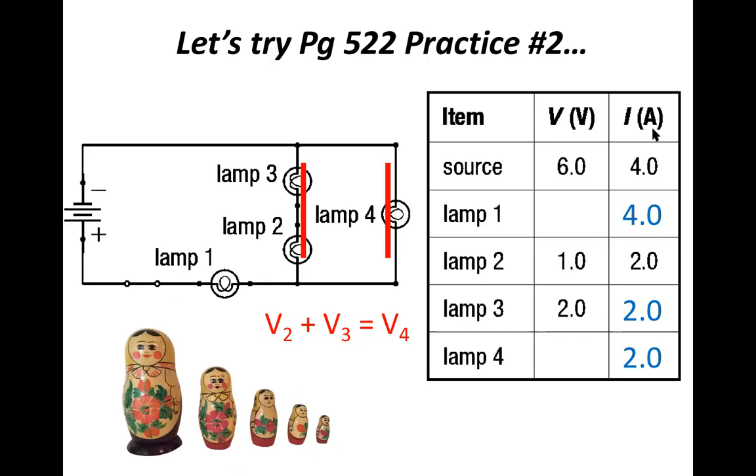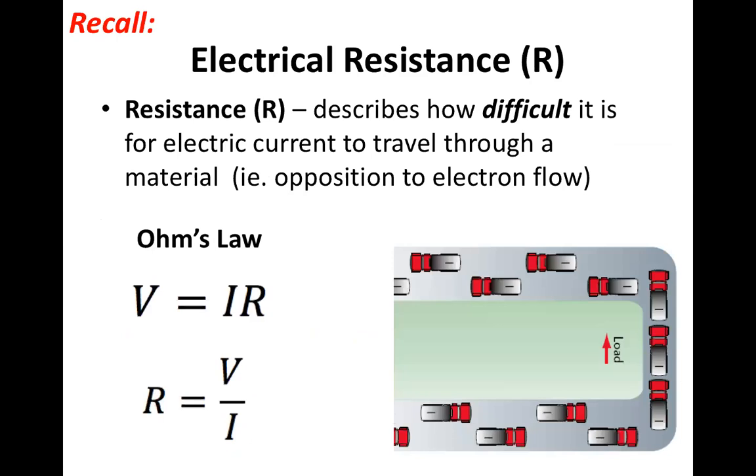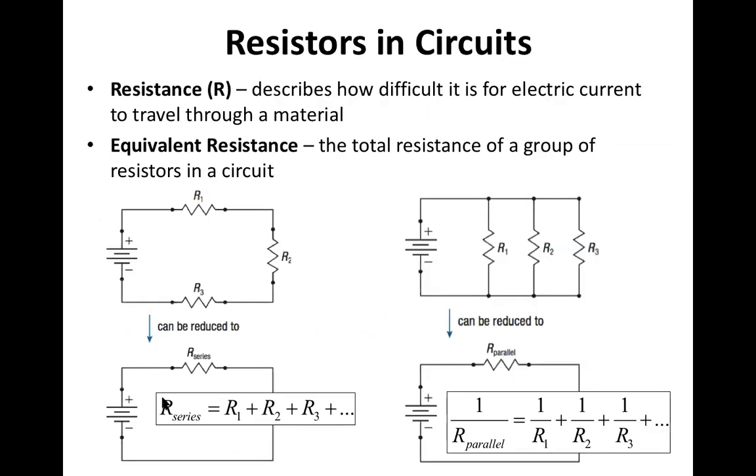And it helps to have tables like this to organize your answers. So recall, resistance describes how difficult it is for electric current to travel through a material. We have Ohm's law, which provides a relationship between potential difference, current, and resistance. The resistance definition shouldn't be new, but we have a new definition, and you should write this down in your student notes package. Equivalent resistance is the total resistance of a group of resistors in a circuit.